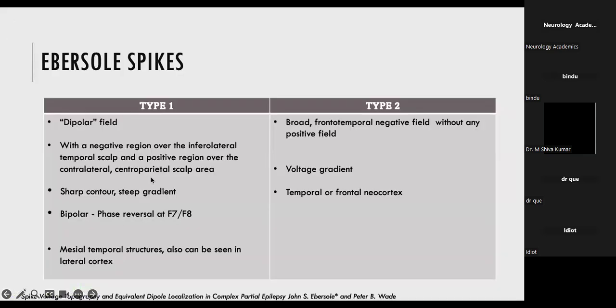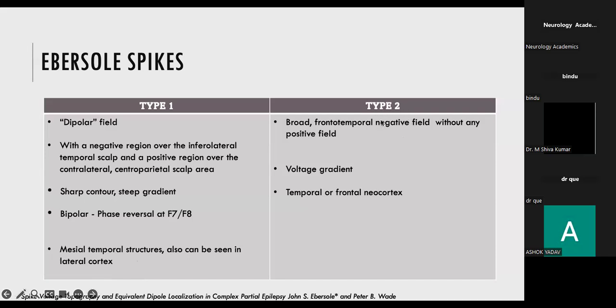These anterior spikes were classified by Ebersole into type 1 and type 2 based on the morphology. Type 1 has a dipolar field. This causes a negative region in the inferolateral temporal scalp and a positive region over the contralateral centroparietal scalp area. And they are sharp contoured and have a steep gradient of voltage. The spike origin is mostly mesial temporal, but can also be of lateral or neocortical origin.